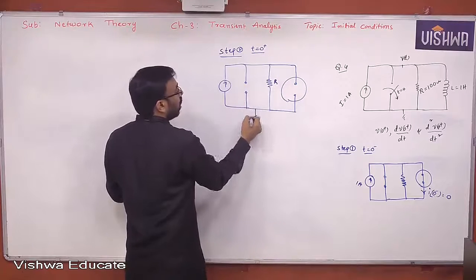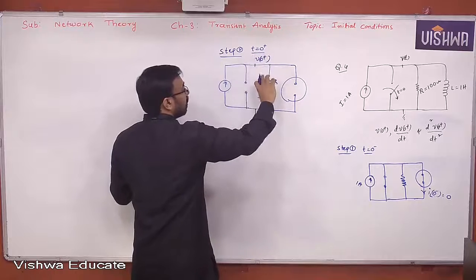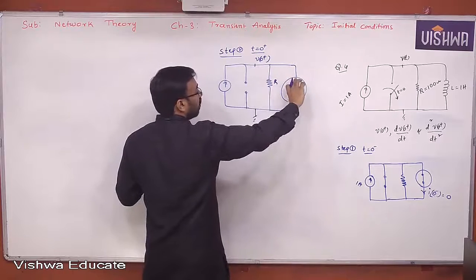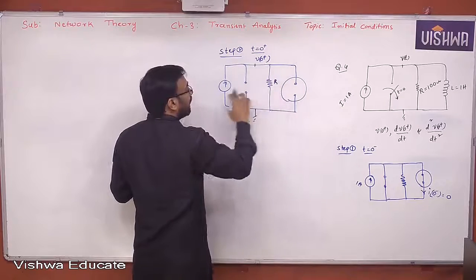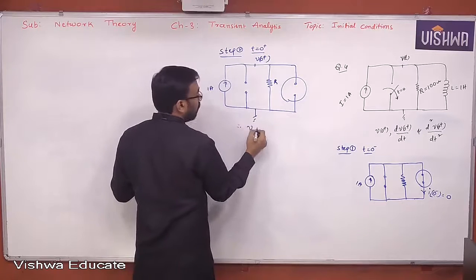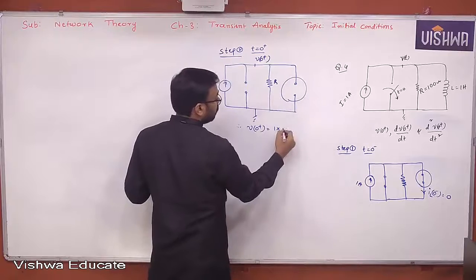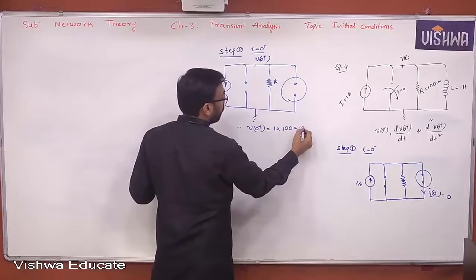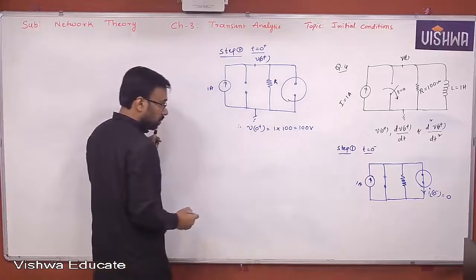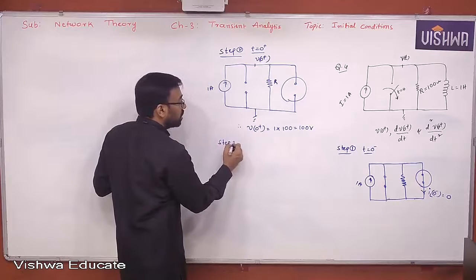And you want V of 0 plus. Now this V of 0 plus is nothing but the voltage across the resistor, or the voltage across the inductor, whatever it is. Now the entire current is passing through it. This is 1 ampere. Therefore, V of 0 plus is 1 into R value, how much? 100. Therefore, 100 volts. That's it. Now step 3 is required because of higher order derivative terms.